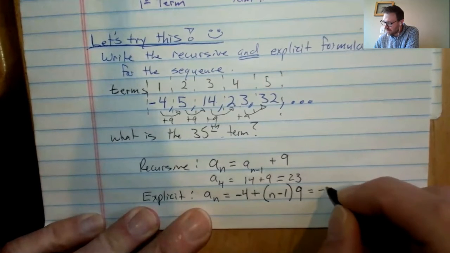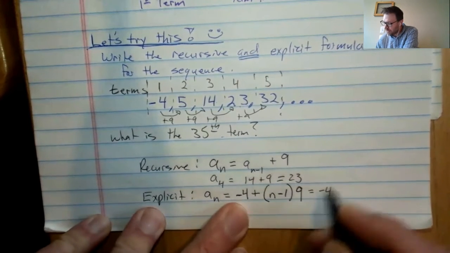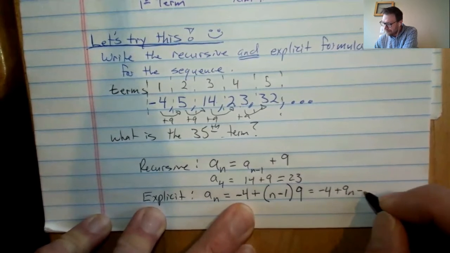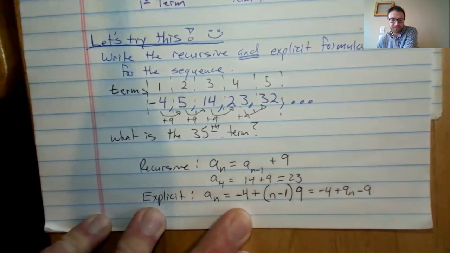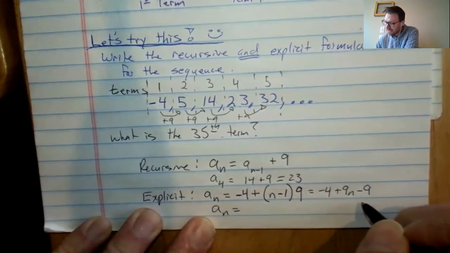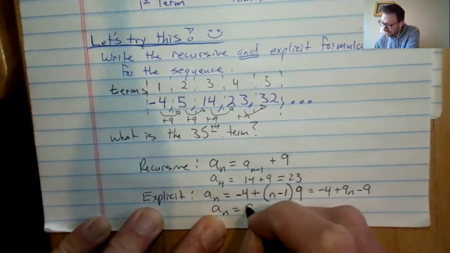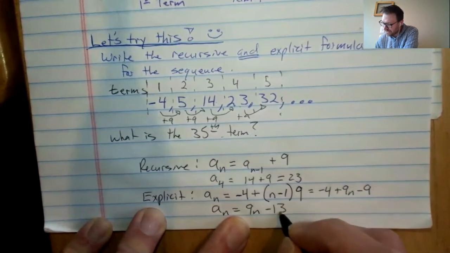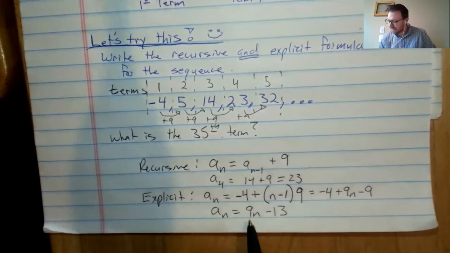So let's go ahead and simplify it. That's going to be -4, and then the distributive property gives plus 9n minus 9, right? Combining like terms, we get a sub n equals 9n minus 13. And look at that. That's a linear equation. We just wrote a function.